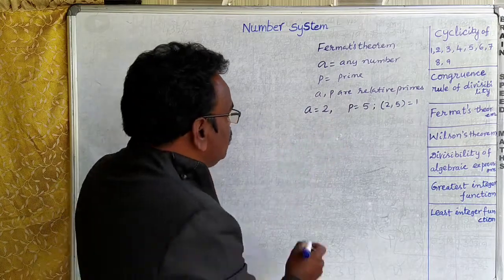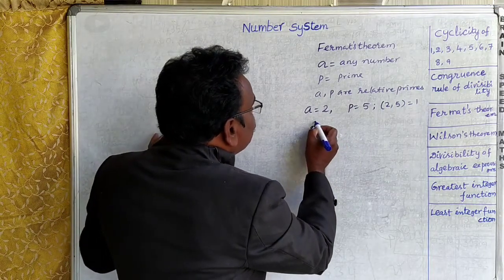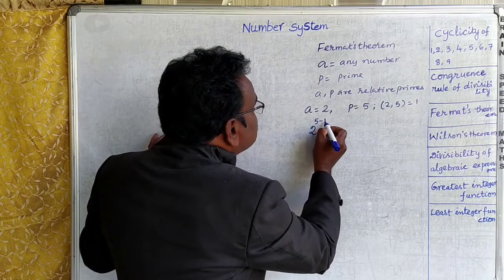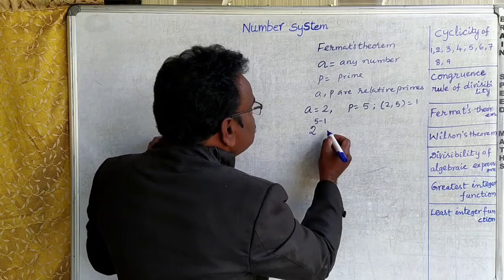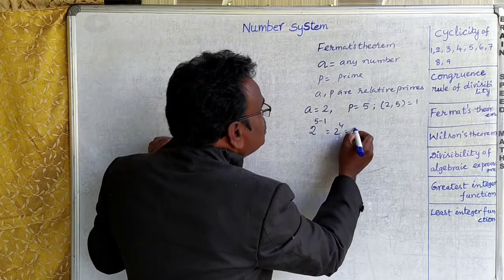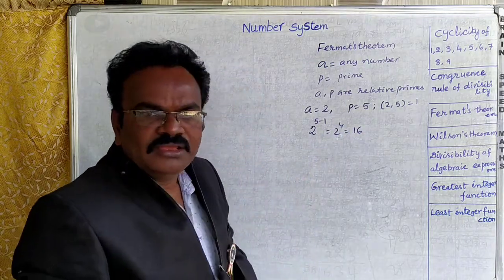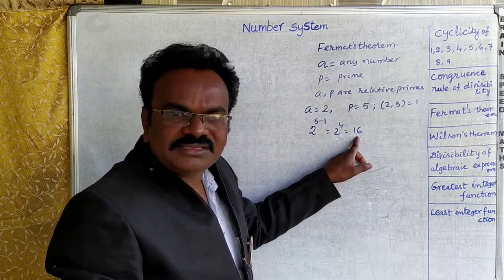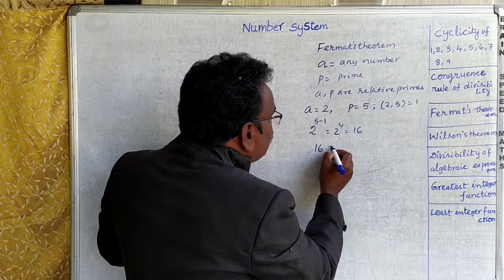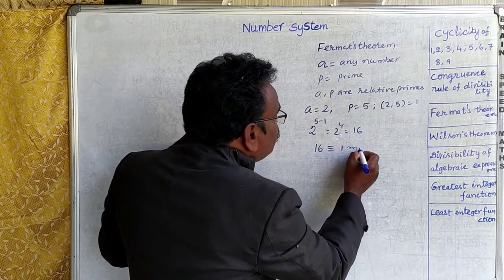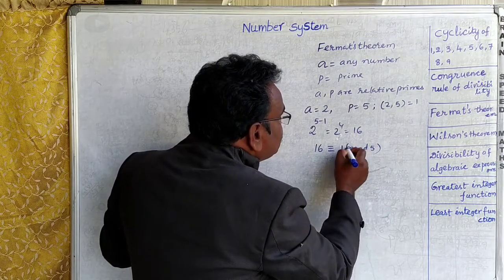Let us see 2 to the power of 5 minus 1, consider that value. 2 to the power of 5 minus 1 is 2 to the power of 4, that means 16. Now check whether that 16 is congruent to 1 mod 5 or not.